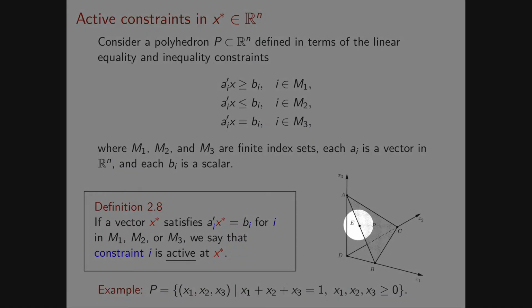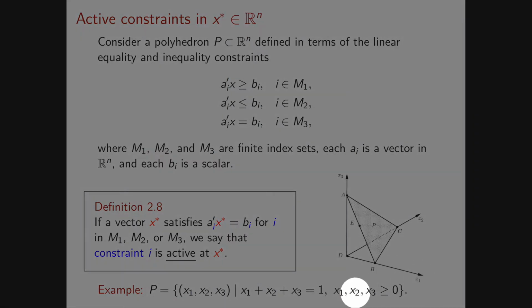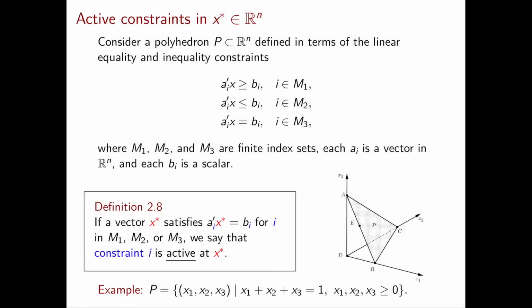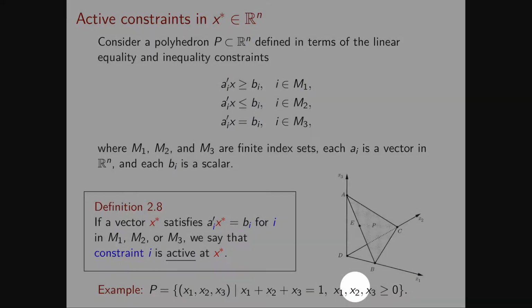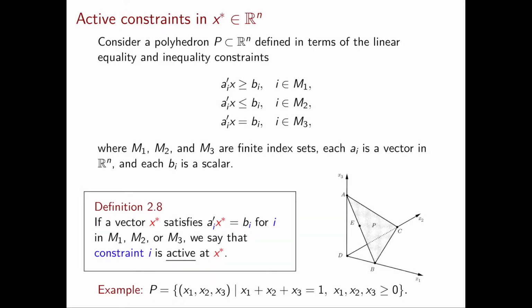Finally, let's look at the vector E. From the picture, it's clear that the vector E has component x2 equal to 0 and both x3 and x1 strictly positive. Therefore, the constraint x2 greater than or equal to 0 is active at E, while x1 greater than or equal to 0 and x3 greater than or equal to 0 are not active at E. Furthermore, x1 plus x2 plus x3 equal to 1 is active at E because you can see in the picture that E lies in the triangle representing P.